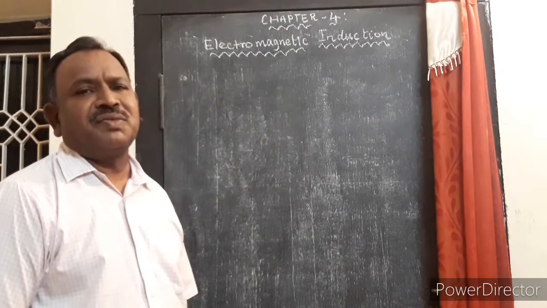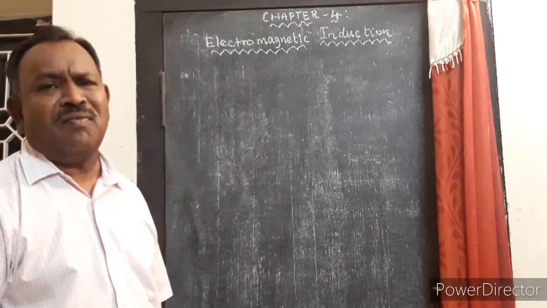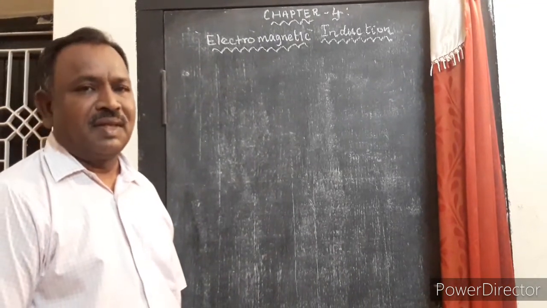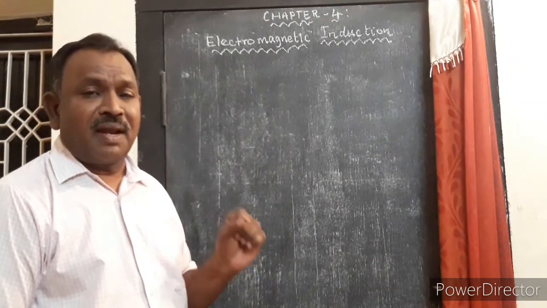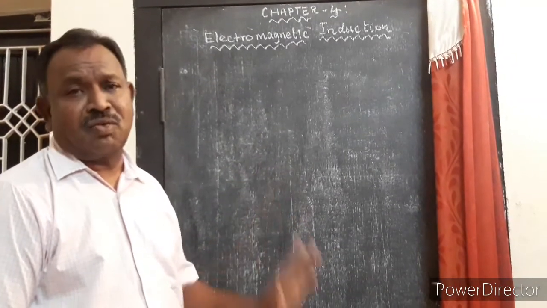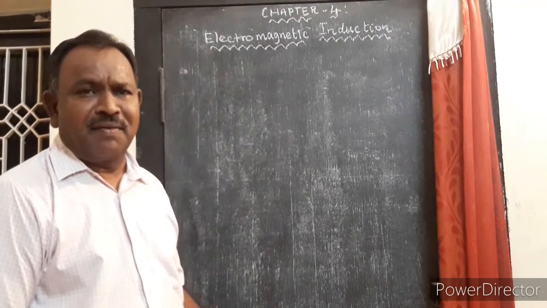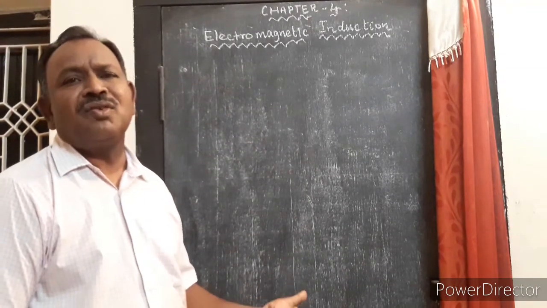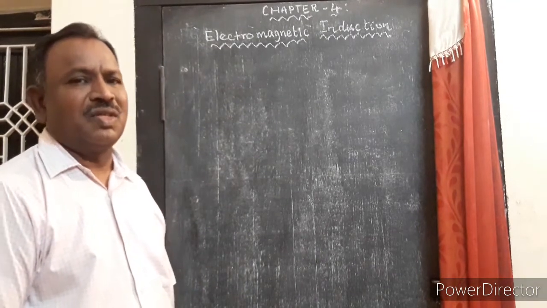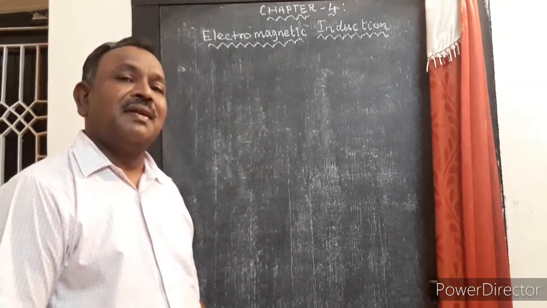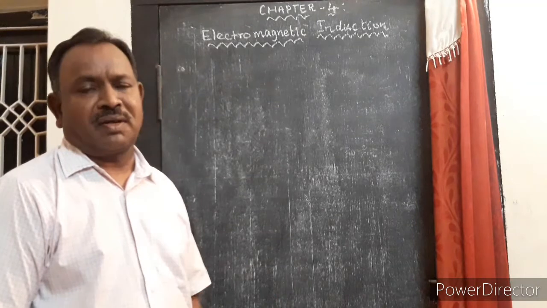In the last class we have seen the magnetic effect of electric current. That is, when electric current is allowed to pass through a conductor, it produces a magnetic field around the region of the conductor. This was discovered by Christian Oersted.